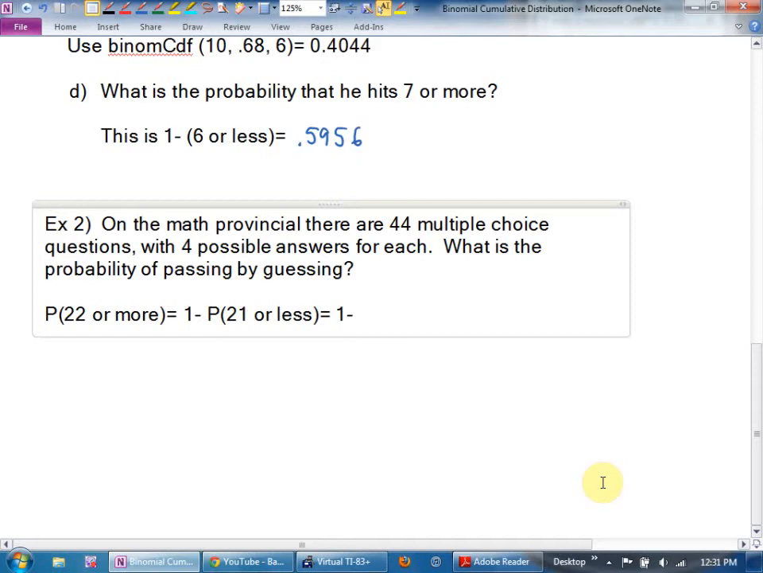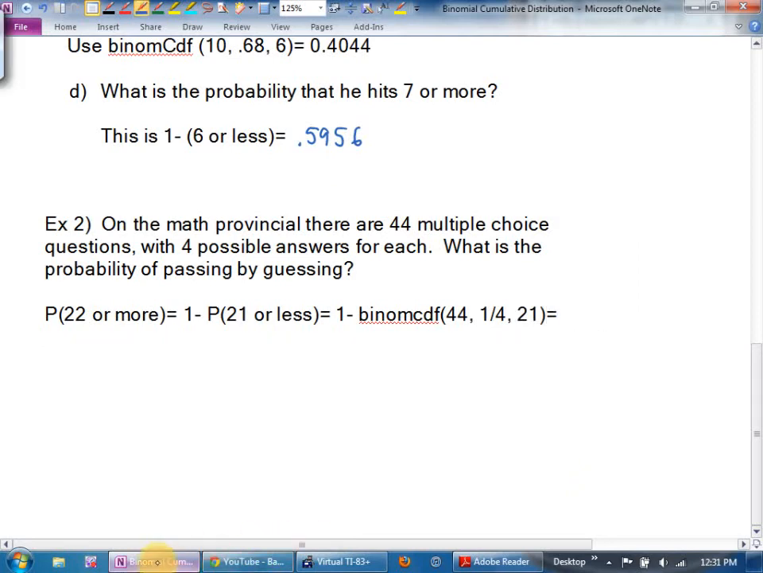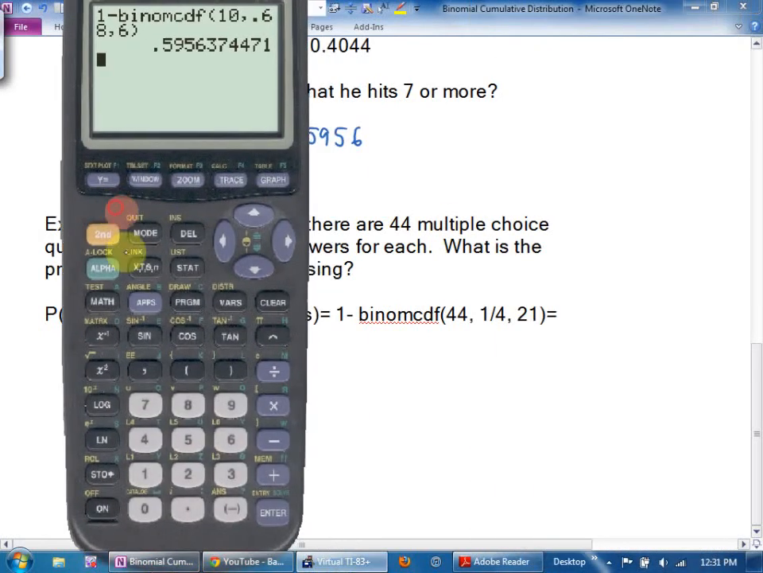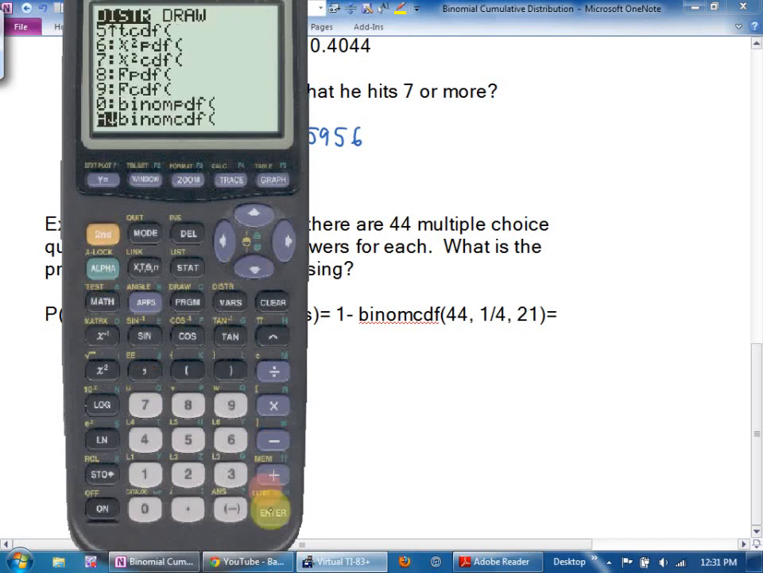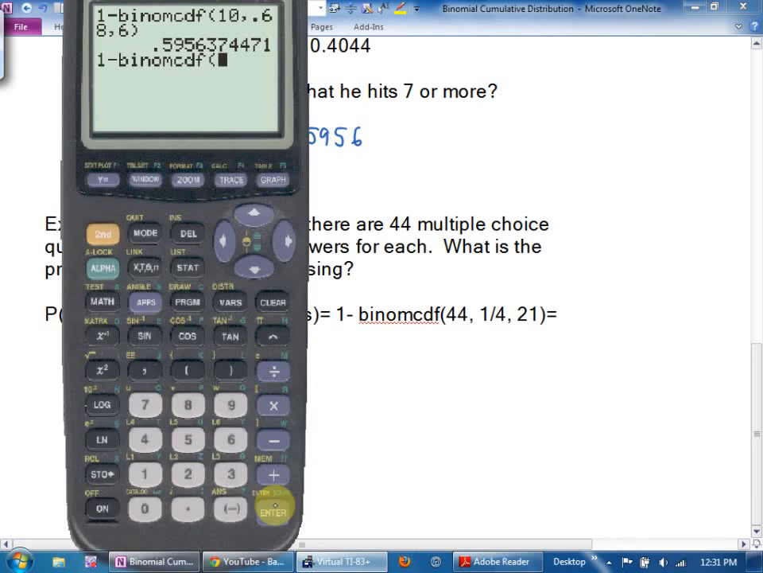So I want here 1 minus binom CDF of how many trials grand total? 44, comma. What are the odds of success? 1 out of 4, or 0.25, comma. And I want 21 or less. And I'd kind of like to know, I doubt it's going to be very high. Matt is saying, even when I made it a percent by timesing by 100, it's still really small. Okay. As a percent.